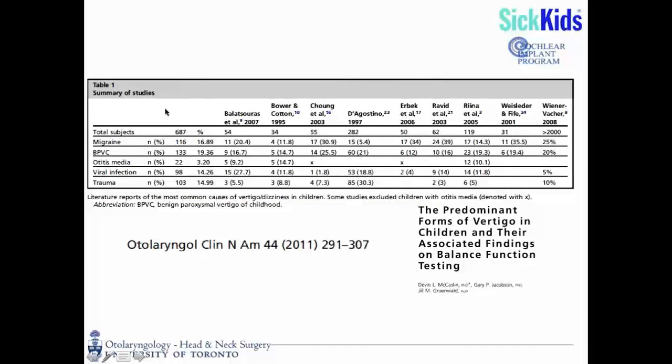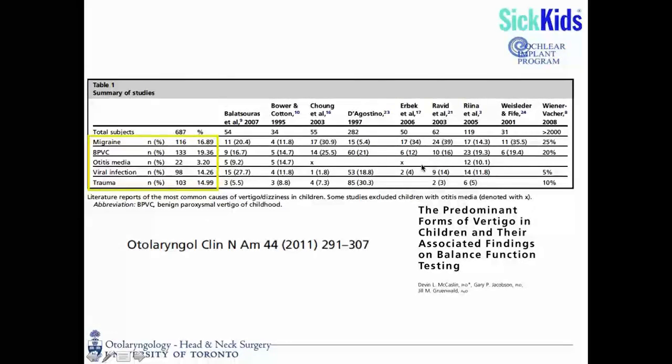This is by Dr. McCaslin. They had a much smaller definition, and they looked across a number of different studies, which is why I like this paper in particular. And again, migraine, benign paroxysmal vertigo of childhood, otitis media related, viral infection, and trauma are again the most common diagnoses.